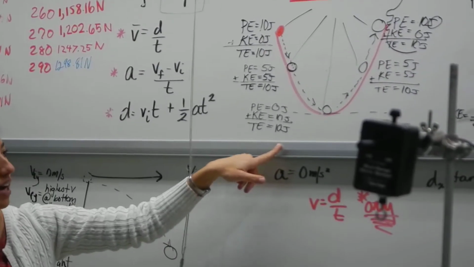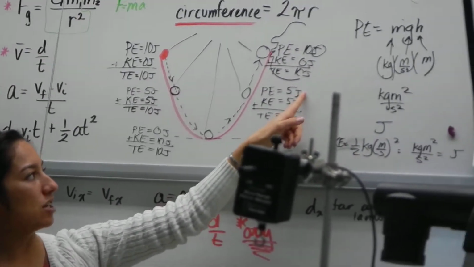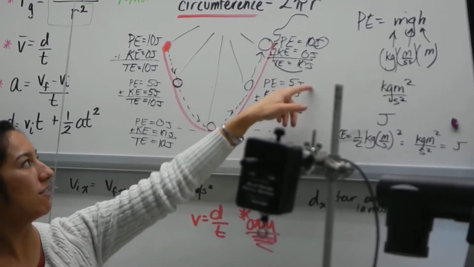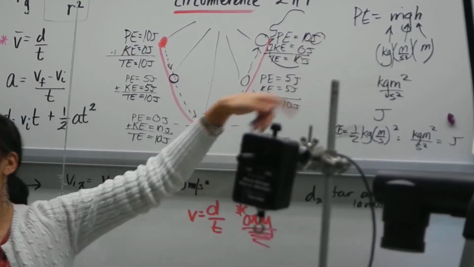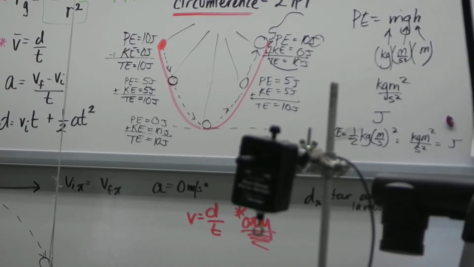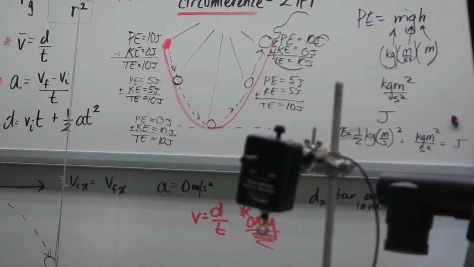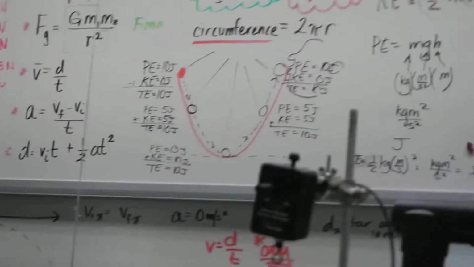And then as you go back up, potential energy becomes 5 again, and kinetic energy becomes 5. Potential becomes 10, and kinetic is 0, but the total is still 10. So quickly tell your neighbor what you want to remember about that.